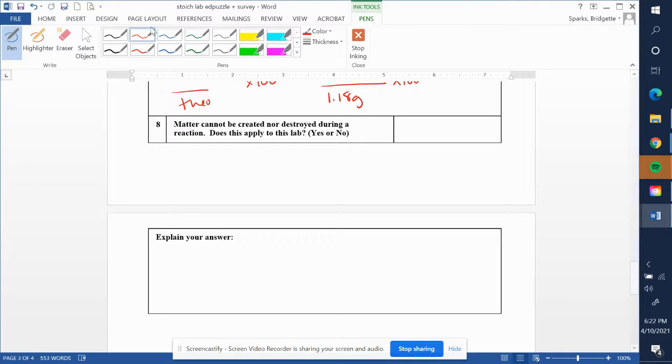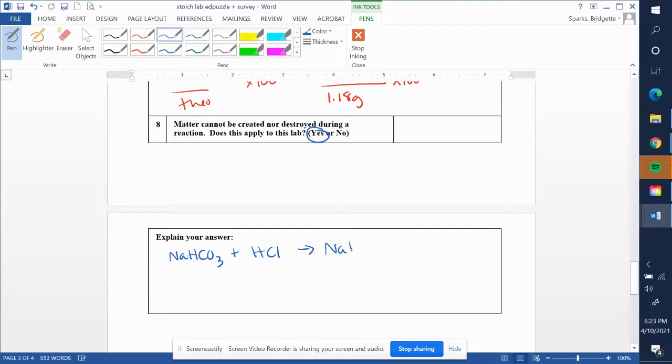All right. Mass cannot be created or destroyed during a reaction. Does this apply to this lab? It applies to any lab. Yes, it does, right? So why didn't we see the mass of our baking soda and our acid equate to the mass of our products, right?